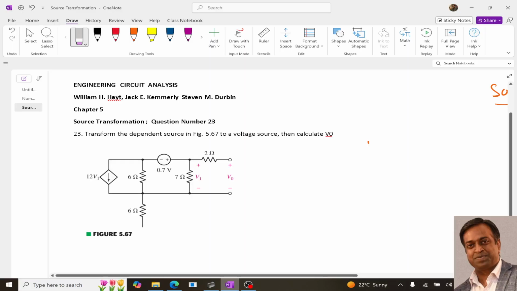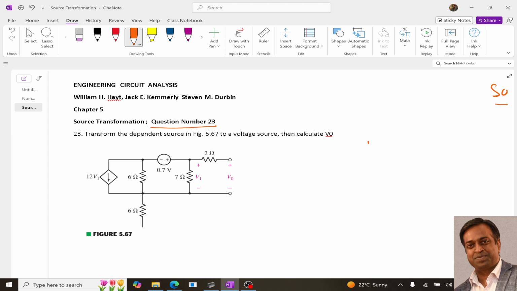In this video, I am going to tell you how we can solve this question number 23 from this book, Engineering Circuit Analysis by Hayt Kemmerly. This question is on source transformation, and the question says: transform the dependent source in figure 5.67 to a voltage source, then calculate V0.